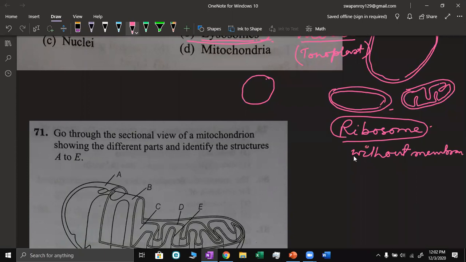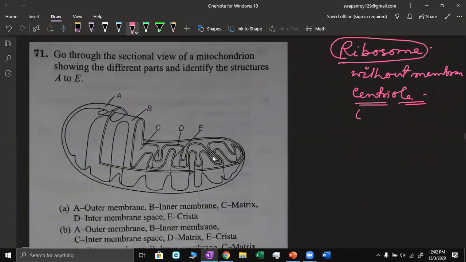Ribosome and then centriole. They are not having any membrane. The centrosomes have amorphous material around the centriole, the main substances.